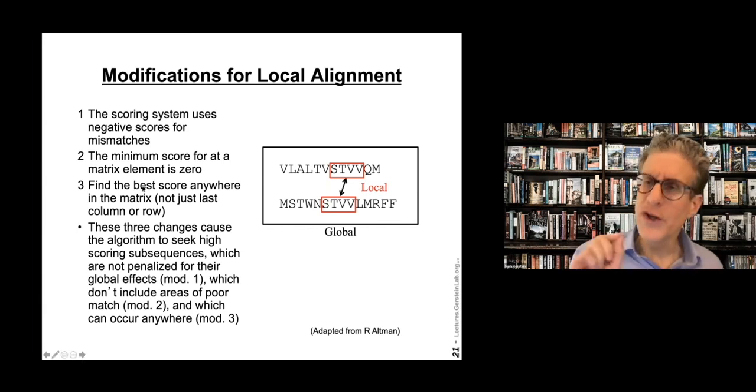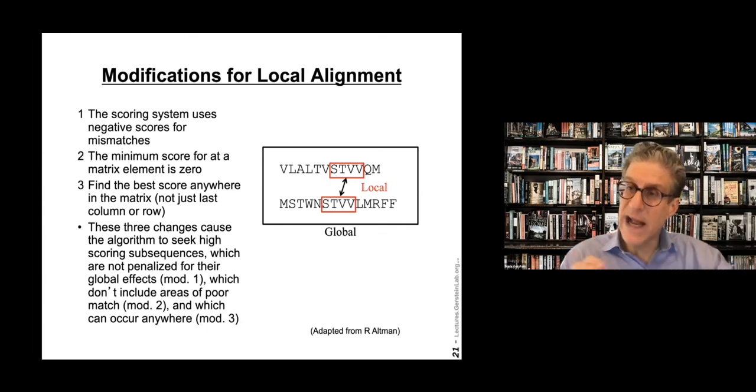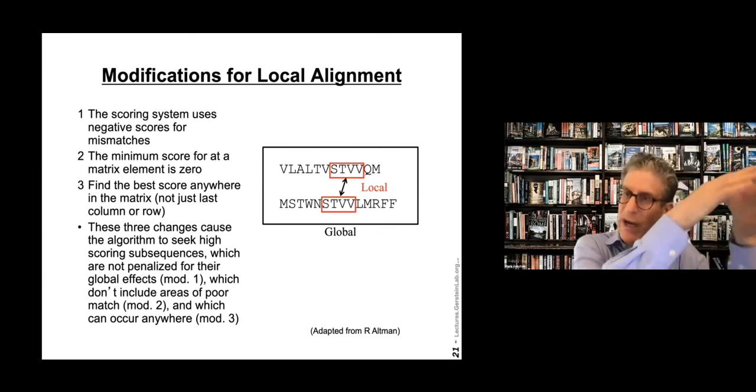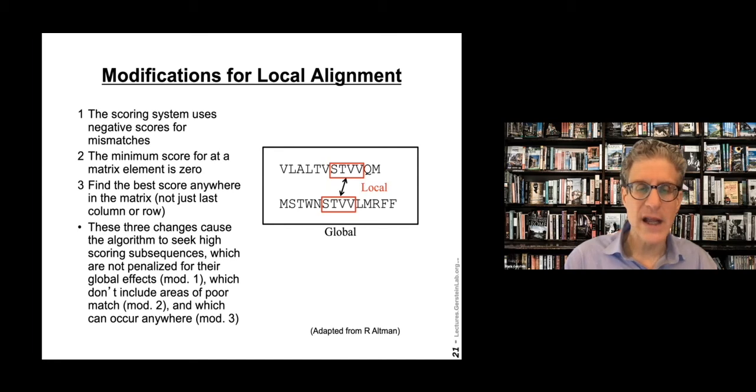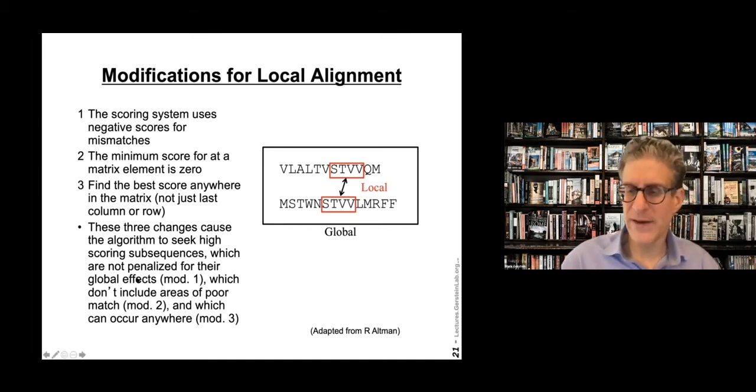And then when you came to finding the best match, you wouldn't look up top at the end of the matrix, but you would actually look anywhere in the matrix. And that way you could find a good match in the matrix, which maybe would actually degrade if you kept trying to align things. So they made these modifications, and that's sort of why they made them. And then they were able to find little overlapping patterns like this STVV that overlaps between these 2 sequences.